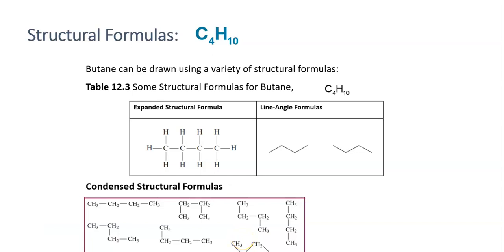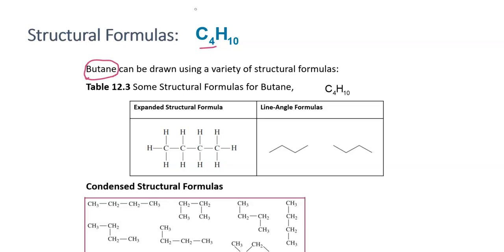Let's see how to draw a structural formula for C4H10. C4H10 is named as butane because there are 4 carbon atoms, and according to the prefix rule, the name is butane. Now we can draw different types of structural formulas for this C4H10 molecule.